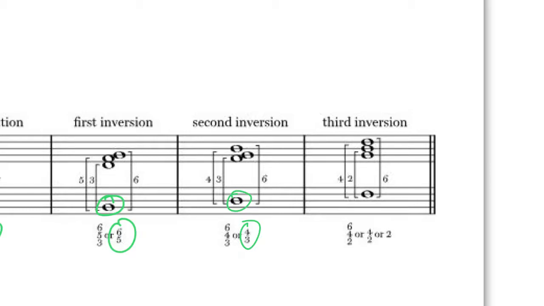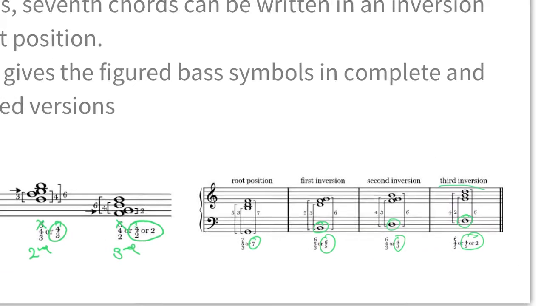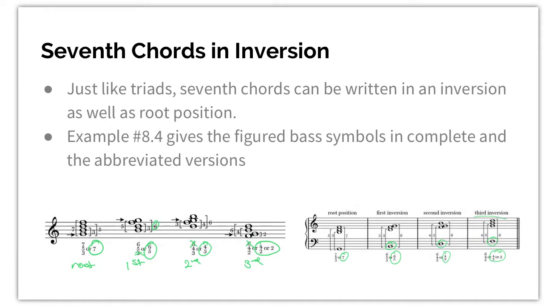And then our last one is when the seventh is in the bass. So we call that a 4-2 or third inversion. So this is important stuff you really need to know.